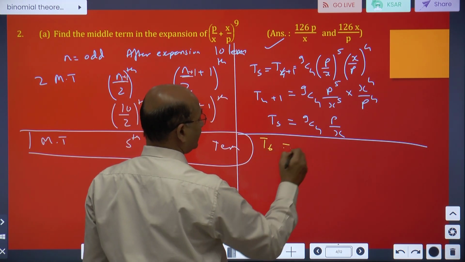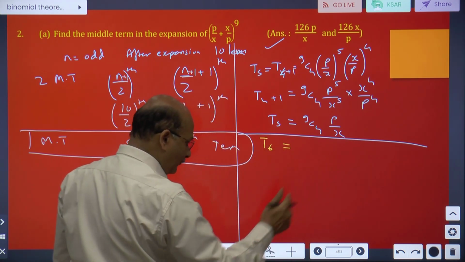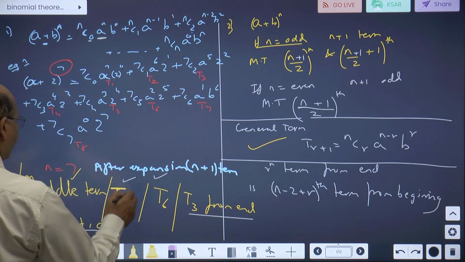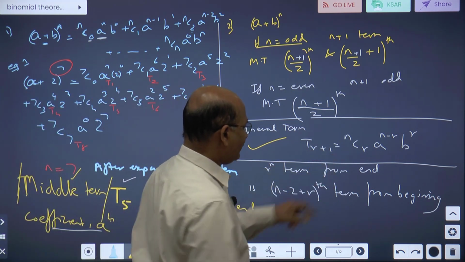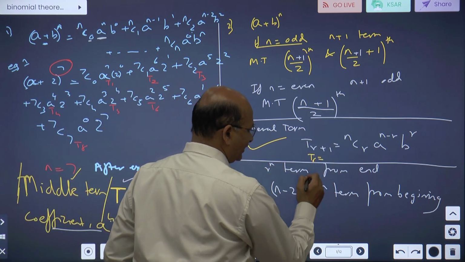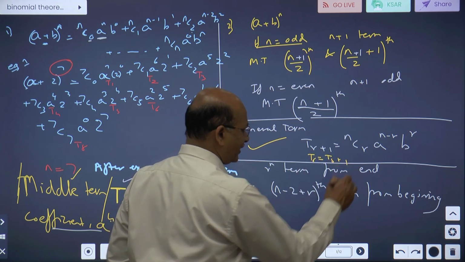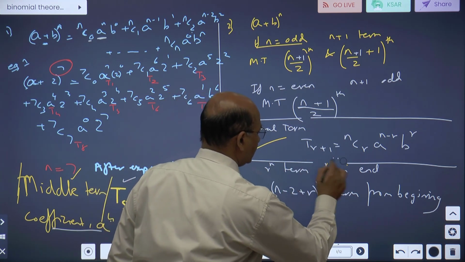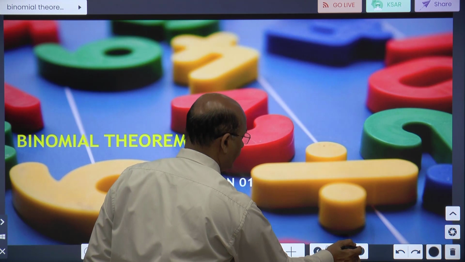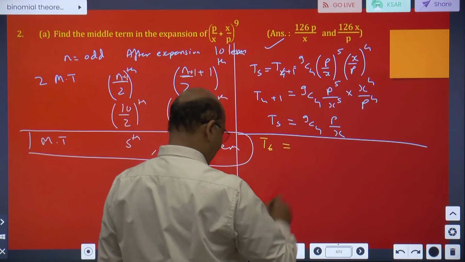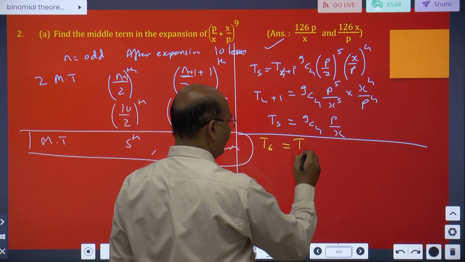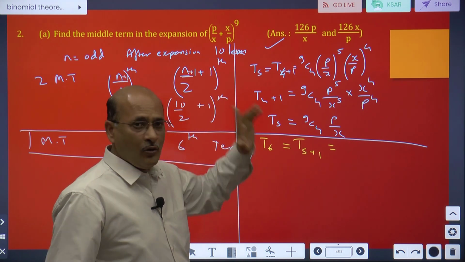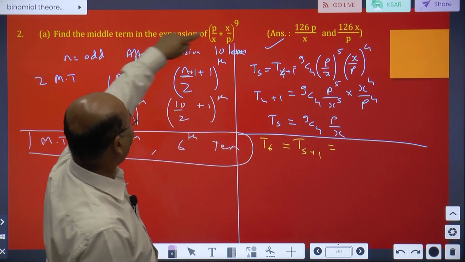T6, you write in the r plus 1 format. Remember, I had given you the general term formula as r plus 1. So T6 I have to write like this, that is T of 5 plus 1. So r will become 5. Keep that in mind. So don't mess up the calculation skills here. Let us take the 6th term. I can write it as T of 5 plus 1. So what is my r value? 5. What's the formula? nCr. What is my n here? 9.